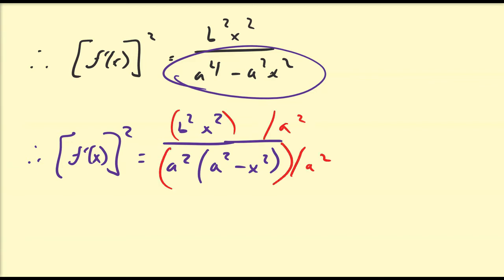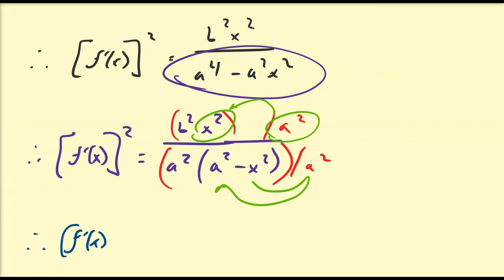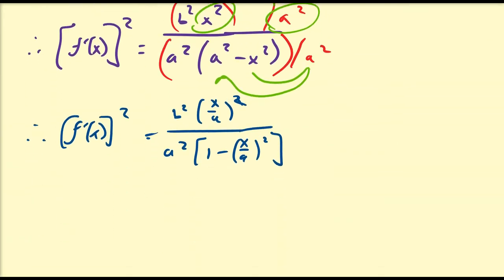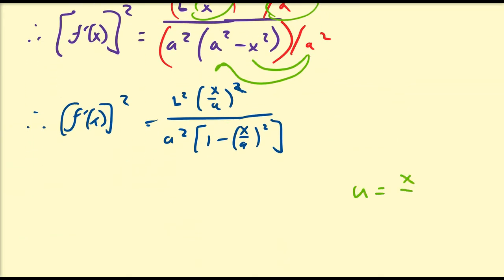squared. So once I do that, I'm going to divide a squared and x squared into the same quantity. This a squared is going to cancel, and I'm going to distribute that into this expression simultaneously. So once I do that, that's going to give me what? So then we're going to have f prime of x, the quantity squared, is going to be equal to b squared times x over a, the quantity squared, all over a squared times 1 minus x over a, the quantity squared, right? We're going to be using the substitution u equal to x over a.